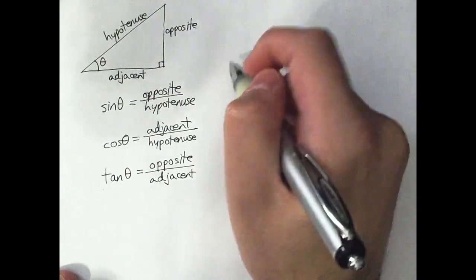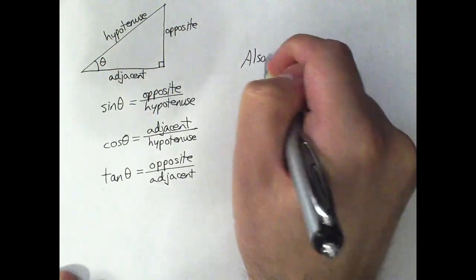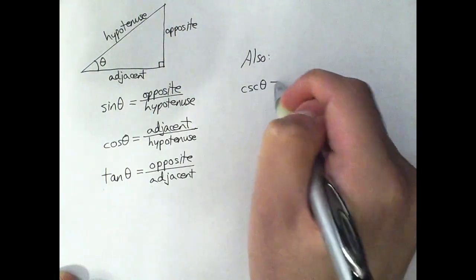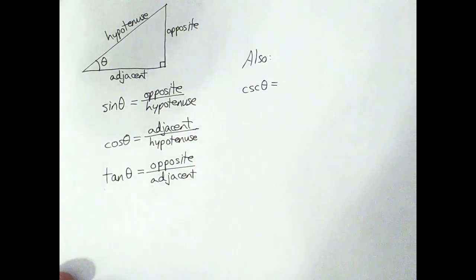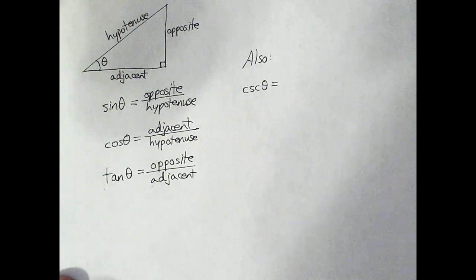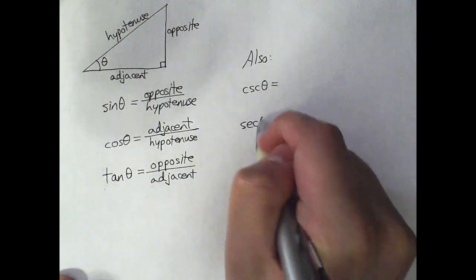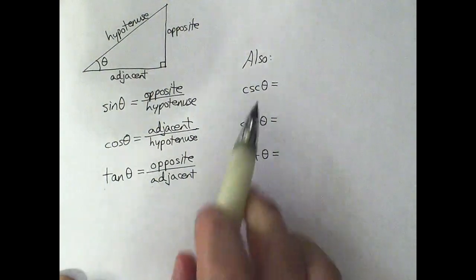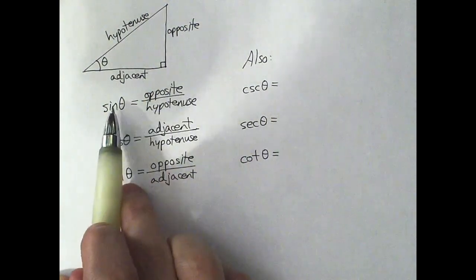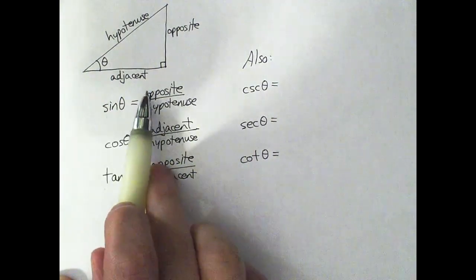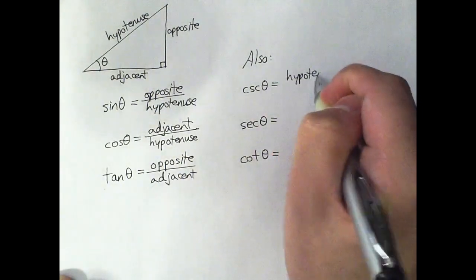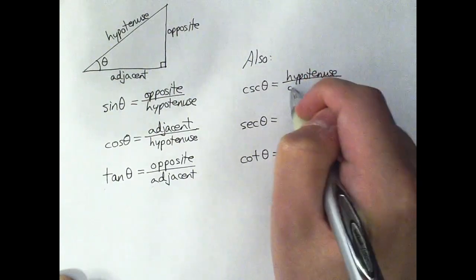There's 6 of them, though, right? Let's do the others. So cosecant of theta. What do you think? How can we get cosecant, secant, cotangent? I'm going to write all three. Notice I'm writing these three in this order on purpose. Cosecant is the reciprocal of sine. So we could just take what we had for sine and flip it upside down. Hypotenuse over opposite.